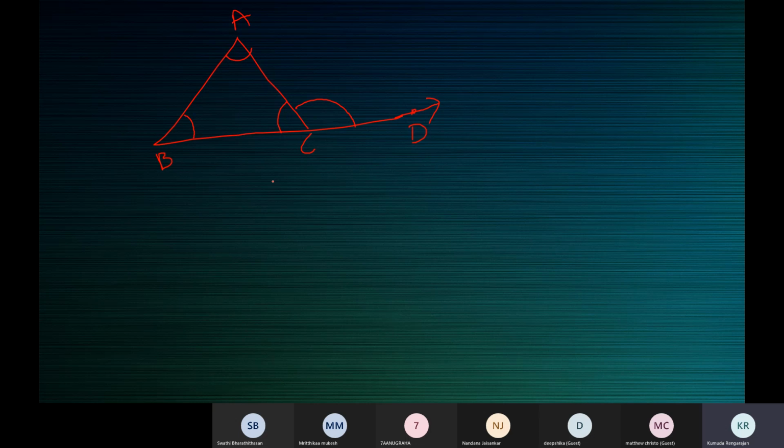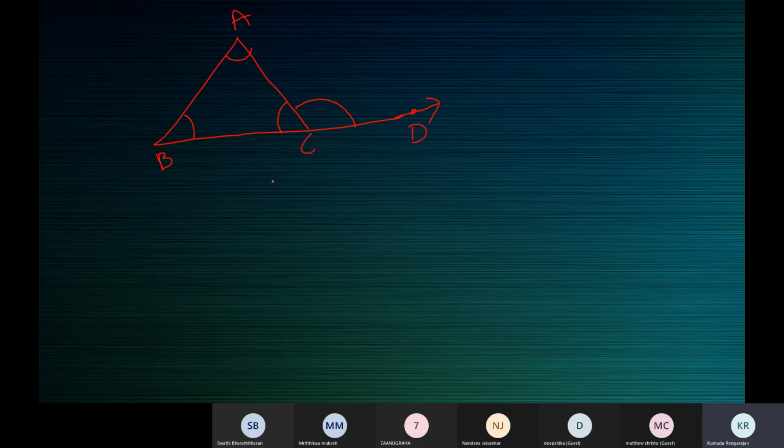When is an exterior angle formed? When a side of the triangle is produced, an exterior angle is formed. Ma'am, or a line is extended. Yes, Swati? An exterior angle is formed when one of the sides is extended forward. Correct, yeah.